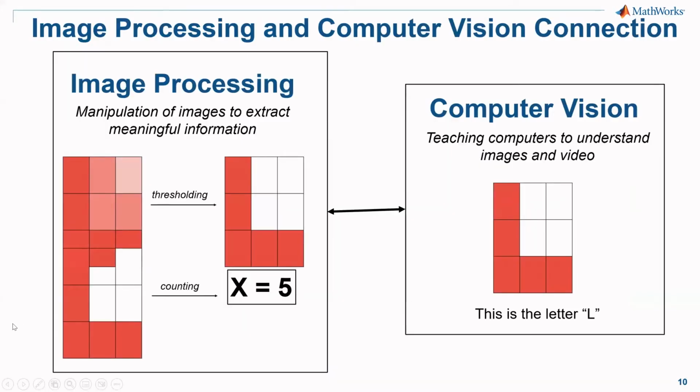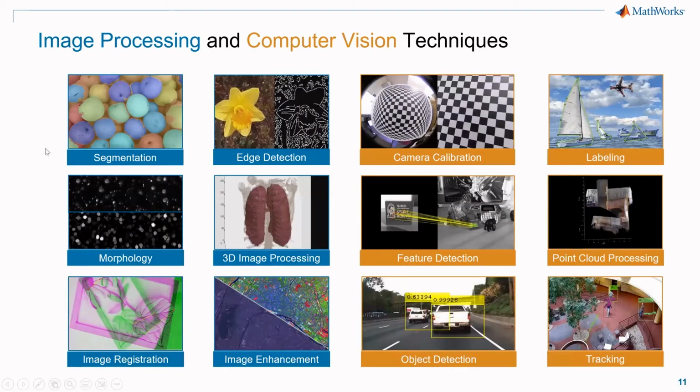So image processing and computer vision should be thought of as two components that interact together. Image processing is sort of manipulating or preparing the data, while computer vision is leveraging or using the data. Here are some typical techniques used for image processing and computer vision. The groupings can be a bit arbitrary, but this is typically how it can be split. We're going to focus on labeling and segmentation today.